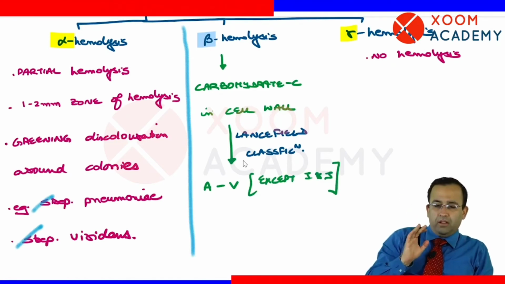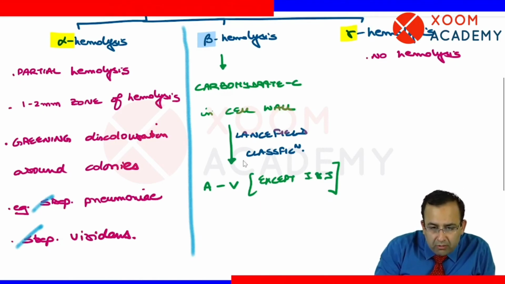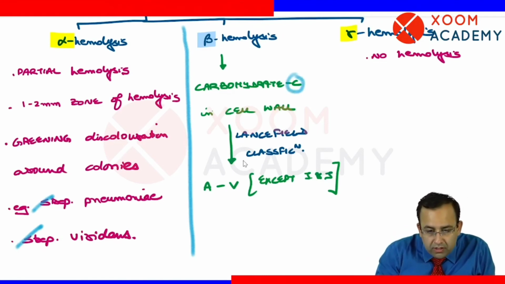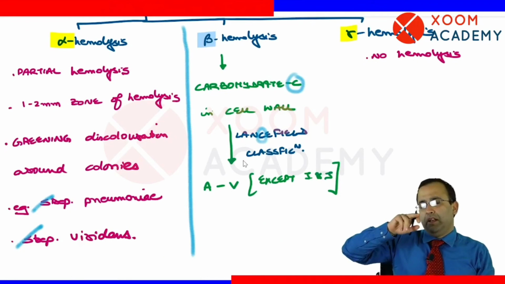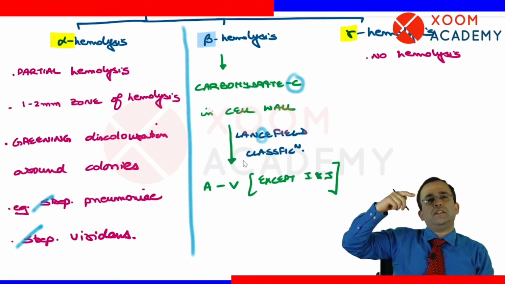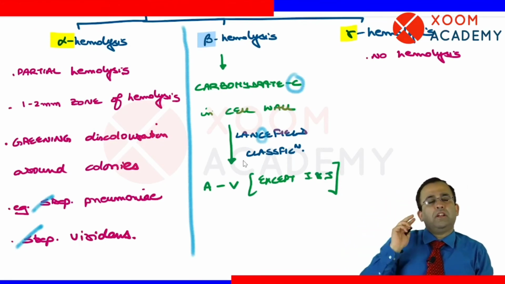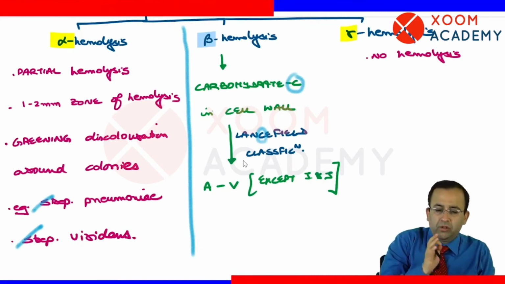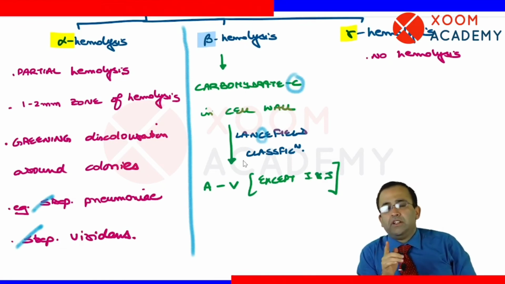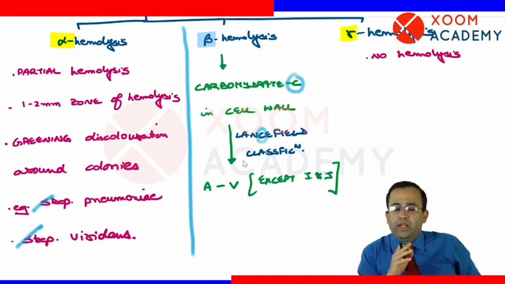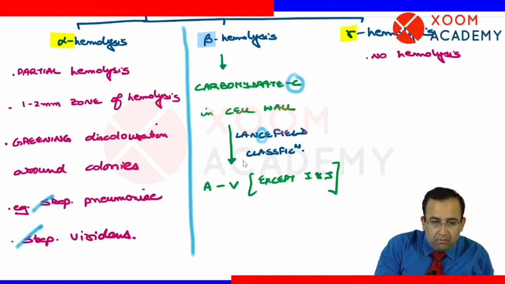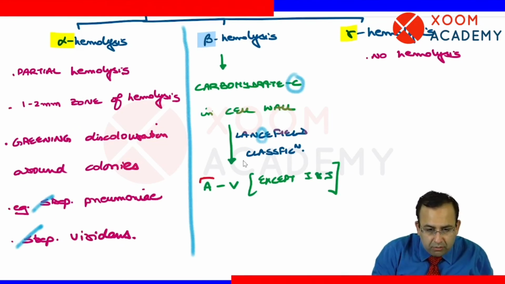This is easy to remember: Lancefield and C. On the basis of carbohydrate C in the cell wall, we use the Lancefield classification and divide streptococci into A to V. A, B, C, D, E, F, G, H. I and J are not there. K, L, M, N, O, P and so on. So A to V except I and J.